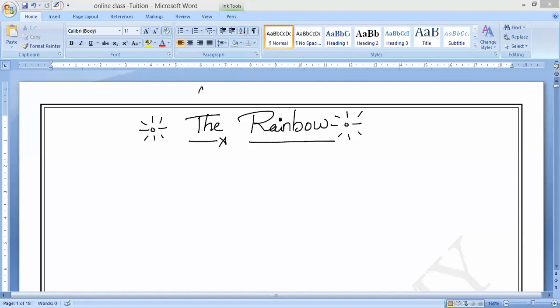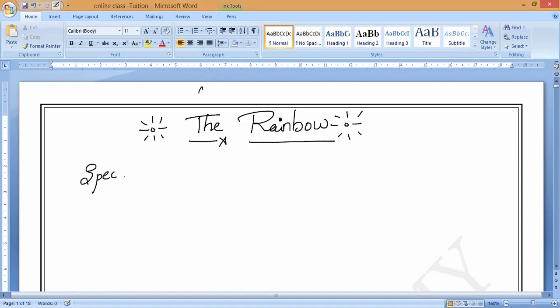Now in today's class we'll study one of the most beautiful phenomena in our nature, formed naturally by the spectrum of light in the atmosphere. That is what we call a rainbow. First of all, if you want to study what a rainbow is, we should know what you mean by spectrum. Can anybody define spectrum?